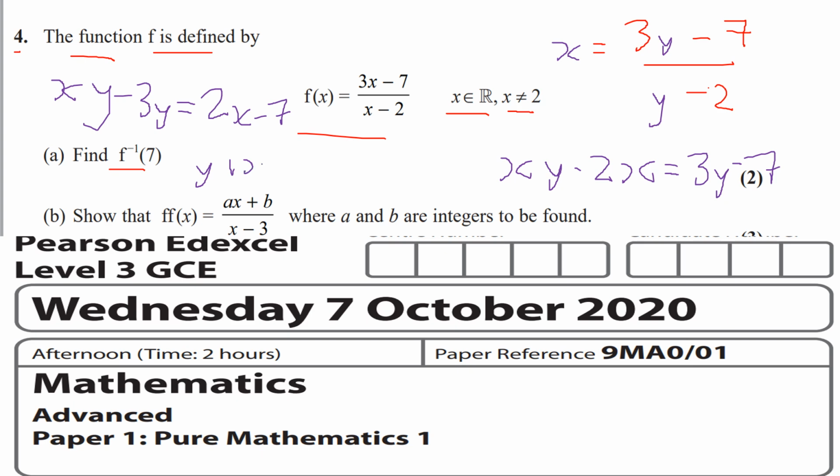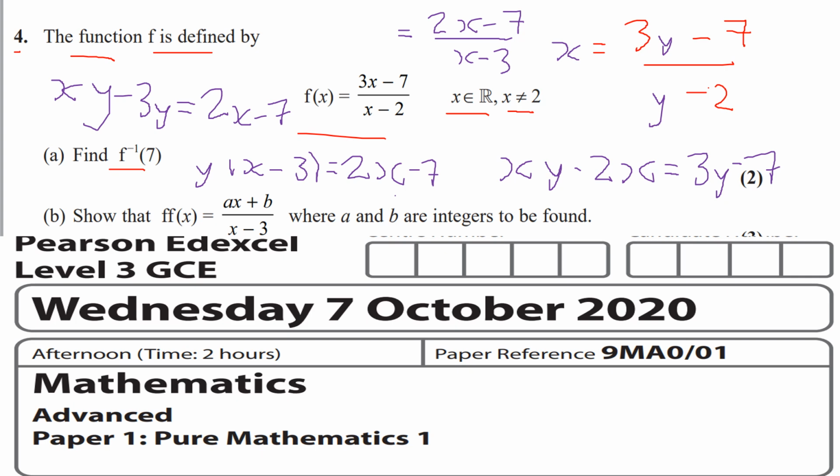Dividing both sides by x minus 3, we're going to get that f inverse, or y, is equal to 2x minus 7 over x minus 3. And the last step, guys, is just to swap the y with f inverse of x, or f to the minus 1 of x.